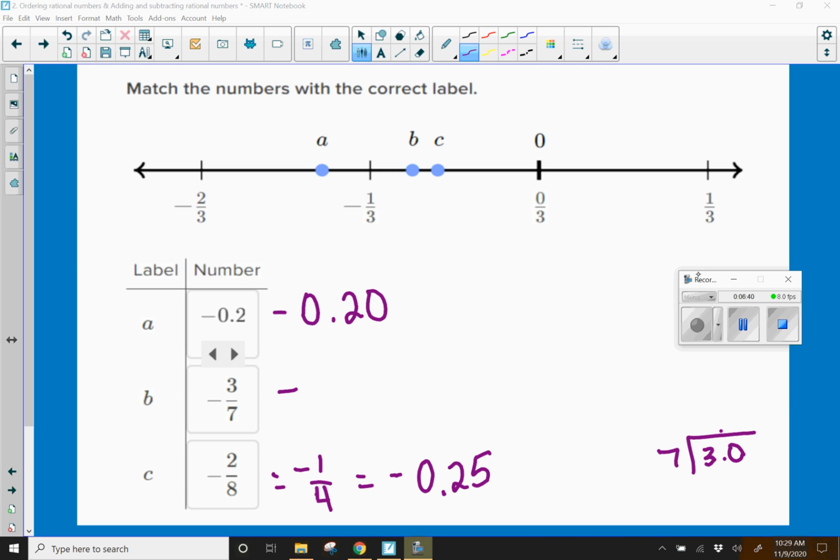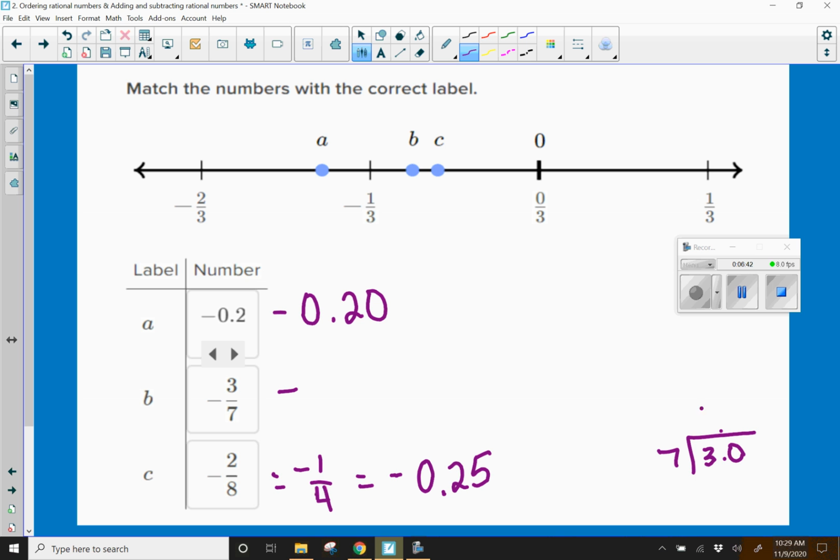and we're going to divide. 7 can't go into 3, but it can go into 30 4 times. That leaves us with 28, a remainder of 2. Bring the 0 down. 7 goes into 20 2 times. We get a remainder of 6.